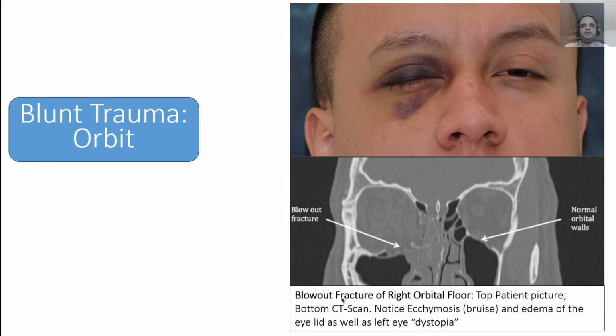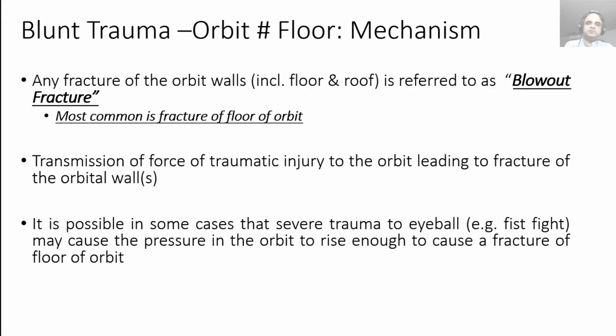Any fracture of any of the orbital walls is called a blowout fracture because the walls simply blow out. You can also see that in addition to the floor, there is also some fracture of the medial wall, causing herniation into the paranasal sinuses. Where is the orbit likely to fracture the most? Well, that is the floor. Any fracture of any of the walls of the orbit is called a blowout fracture. We talked about that. And the most common fracture is of the floor of the orbit. And that's basically simply because of transmission of force from the object to the orbital walls.